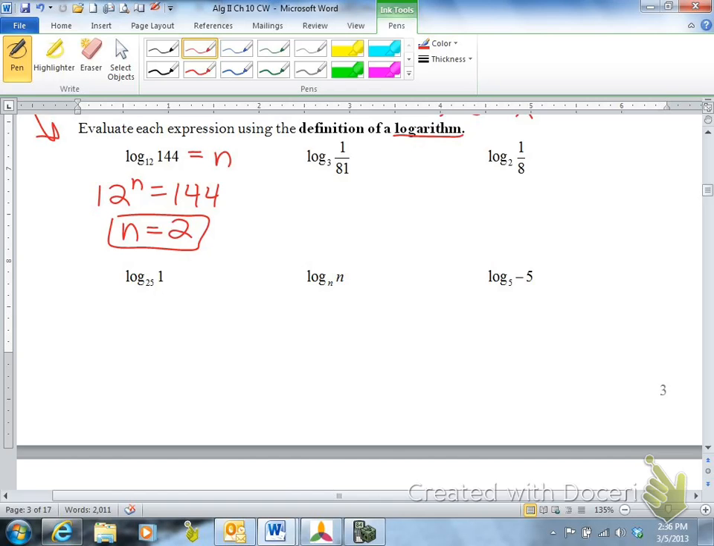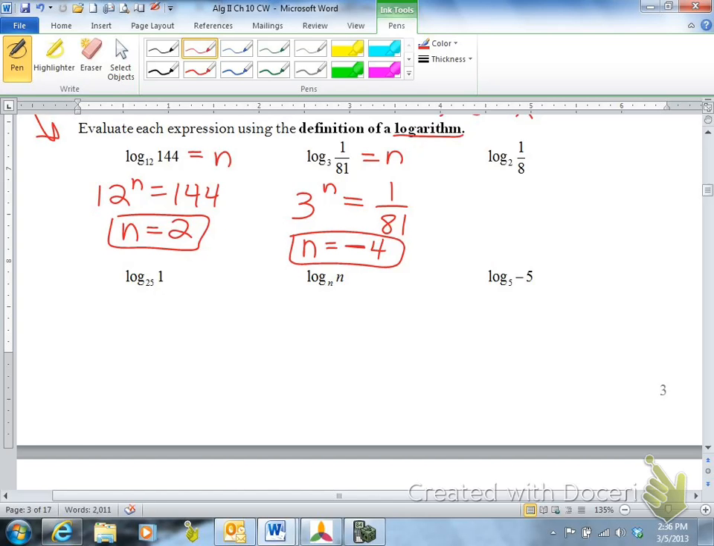The next one, we could say log base 3 of 1 over 81 equals something. So we could write 3 to the n equals 1 over 81. And 3 to the what is a fraction. If you have a fraction, you're going to need a negative sign. And then the 81 compared to 3, 3 to the first is 3, 3 squared is 9, 3 to the third is 27, 3 to the fourth is 81. So it would be -4 is the answer.